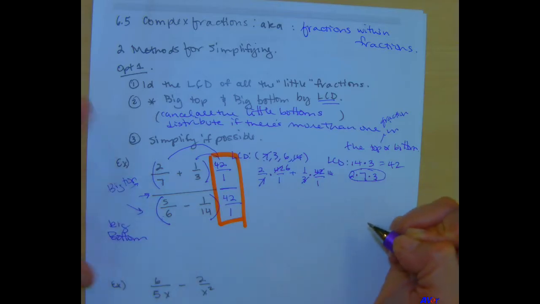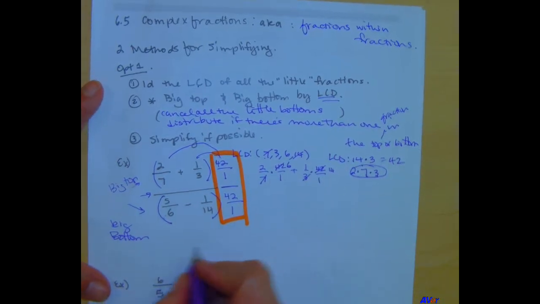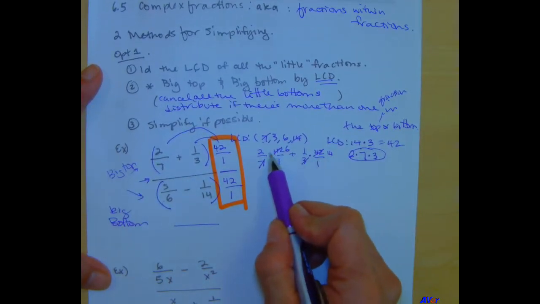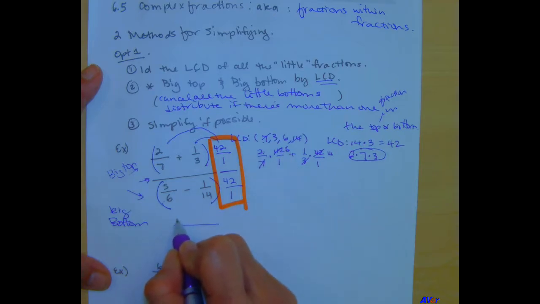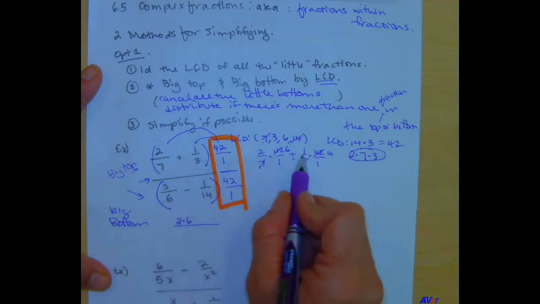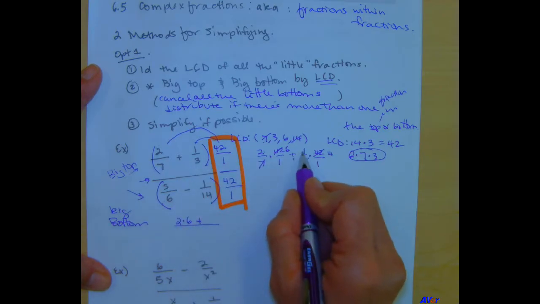Okay, so now my new big top, my new non-denominator big top, I'll put it down here because I'm running out of room. I've got 2 times 6. Are you still with me? And then plus, right, that's this plus right there, 1 times 14.